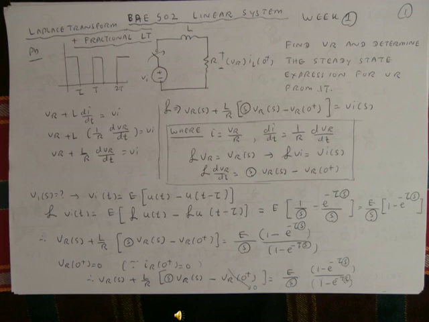Therefore, write down the Laplace transform. Taking the Laplace transform, that will be VR(s) plus L/R multiplied by s VR(s) minus VR(0+) equal to VI(s). In this case, I is equal to VR by R. The current flow is the voltage drop across the resistor divided by the resistance value. So I equals VR/R and di/dt equals 1/R dVR/dt.